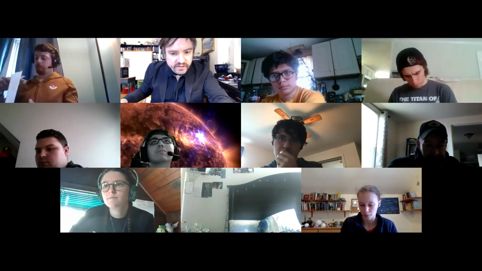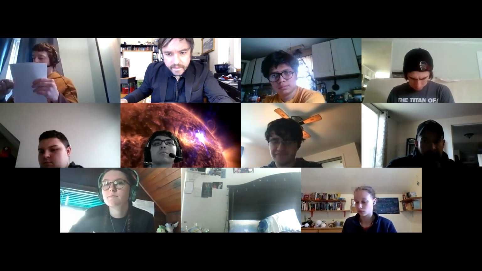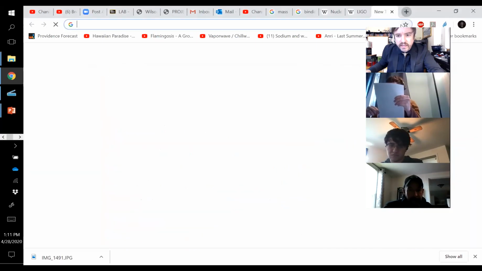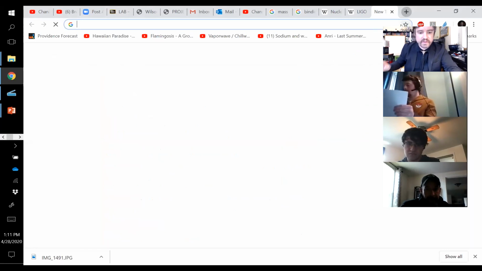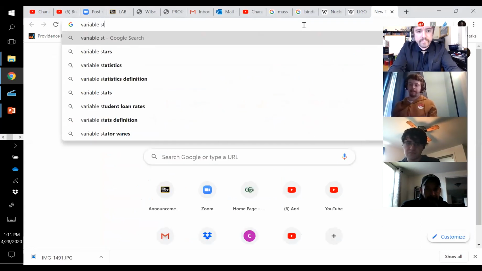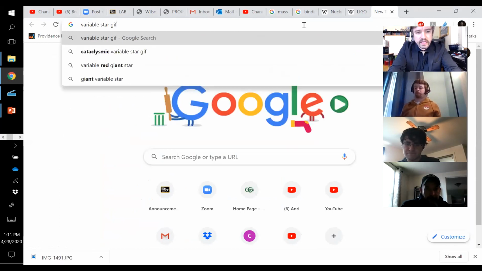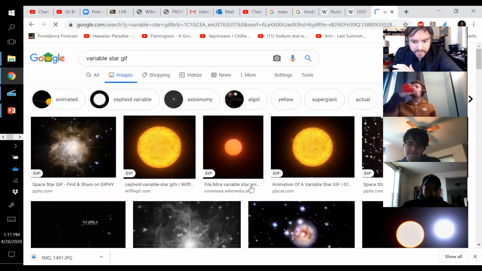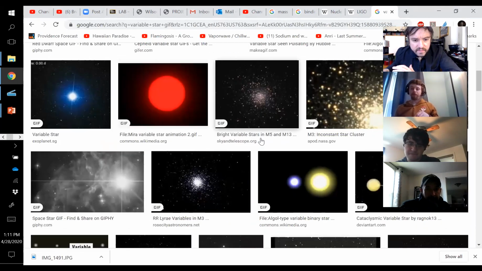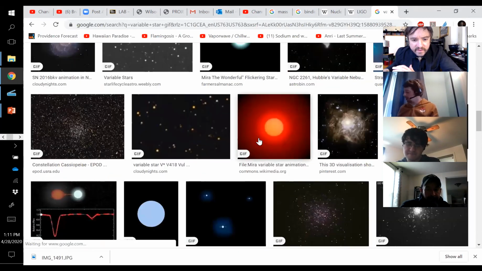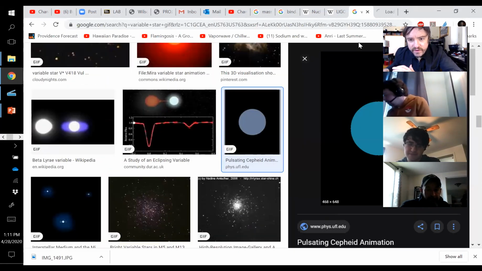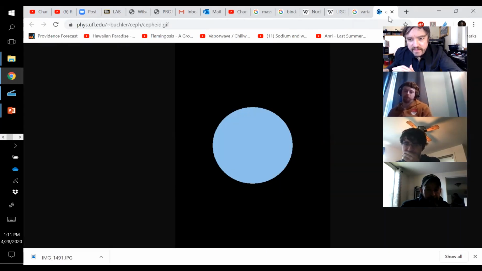So let me go to my share screen for a moment here. And let's do a little discussion about Cepheid variable stars. If you could look at a variable star, if you could fly up to it and sort of check it out from the perspective of a spaceship, this is sort of what it would look like if you could stand astride a variable star.